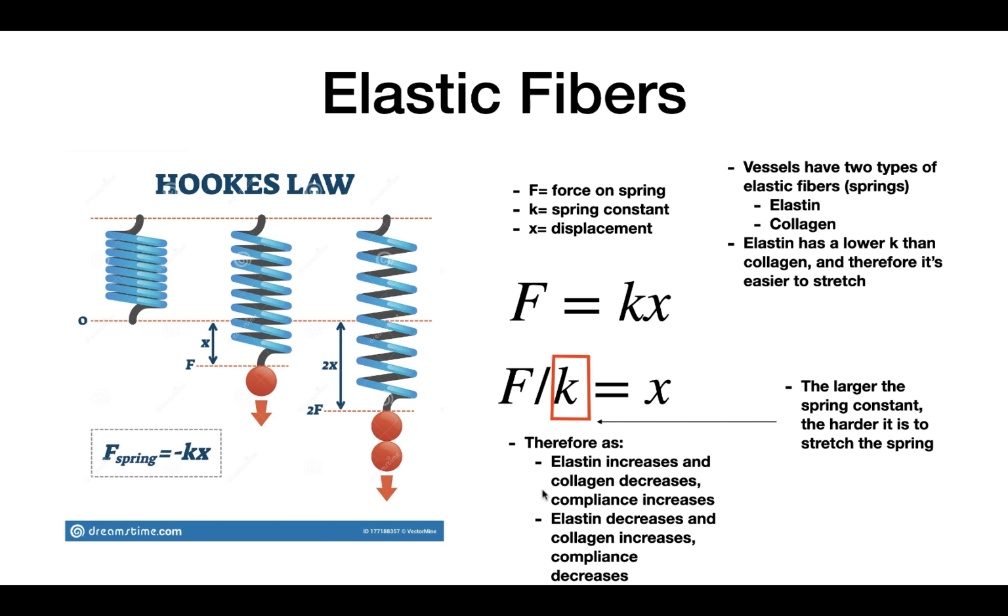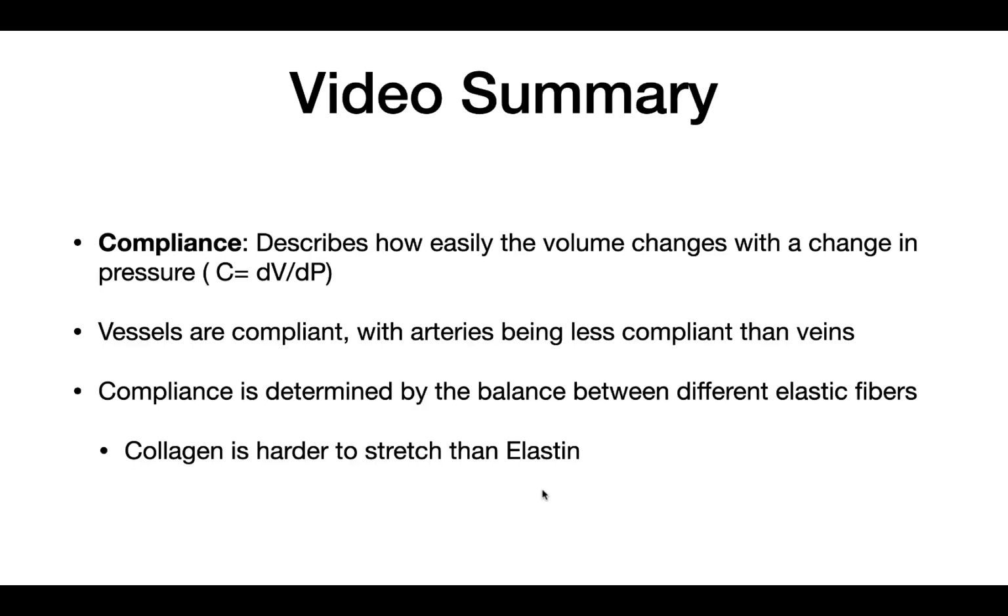Now, this balance between the proteins elastin and collagen is actually what causes atherosclerosis. So atherosclerosis, or the hardening or stiffening of arteries, is due to the fact that as we age, the collagen levels in our blood vessels increase and the elastin levels decrease. So therefore it causes our arteries to become stiffer, which can therefore lead to hypertension.